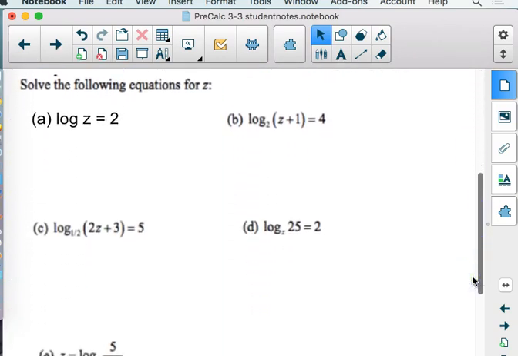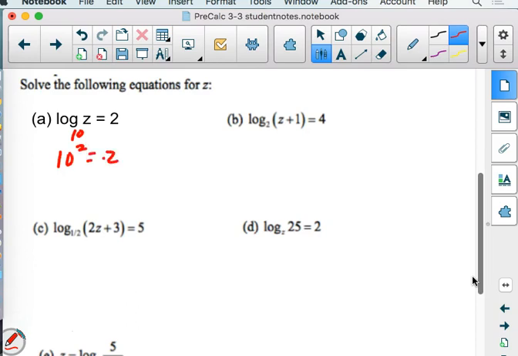Now we've got some extra examples down here. And it doesn't say these are simple ones, so some of them might be a little tougher. But if there's no base there and it says log, what is the base? 10. 10 squared equals z. Oh, that's 100. B looks like it has a little more meat to it. Let's do that one. 2 to the 4th equals z plus 1. Oh, that's 2 to the 4th.